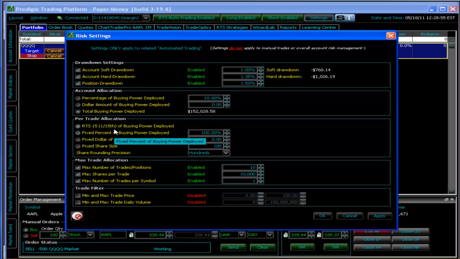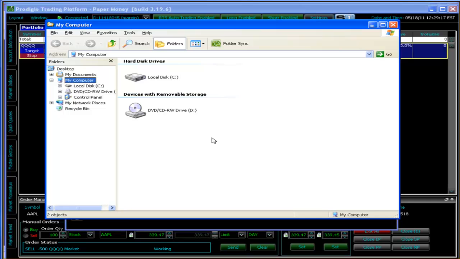Now RTS 15, that's kind of the original scheme from the older versions of Prodigio, and it's actually a pretty good one. It's a well-rounded one. It takes 1/15 of your buying power and it buys as many shares at 1/15 of the buying power as possible. Now that's kind of equivalent to if I went to fixed percent of buying power and I set this at something like maybe 7 or 8% or 7.5%.